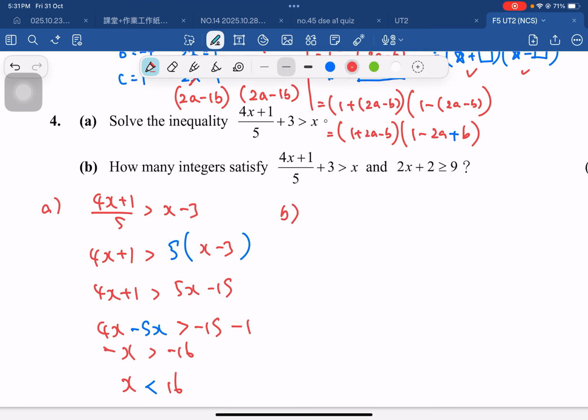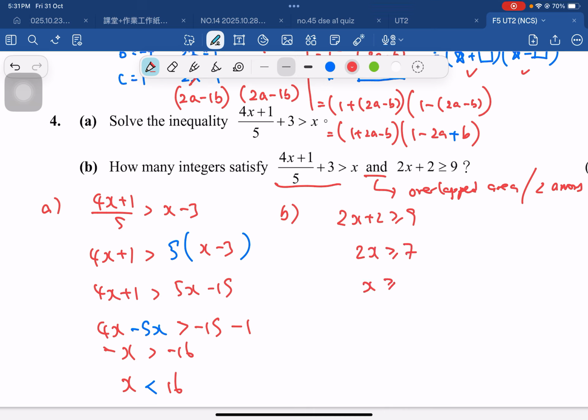And then part B is a compound inequality, and it is connected by 'and'. So 'and' just means the overlapped area, or we can just say the two arrows part. This one I have done in part A, and we just need to concentrate on 2x plus 2 greater than or equal to 9. So we have 2x is greater than or equal to 7, and then x is greater than or equal to 7 over 2. So this is equal to 3.5.